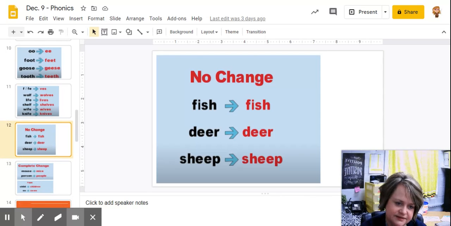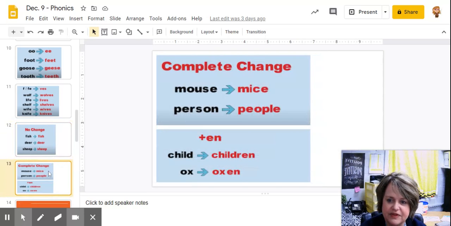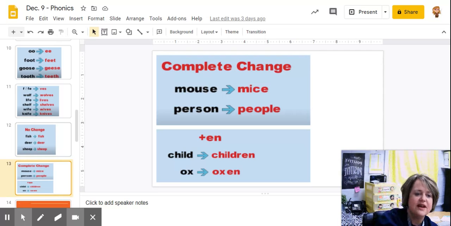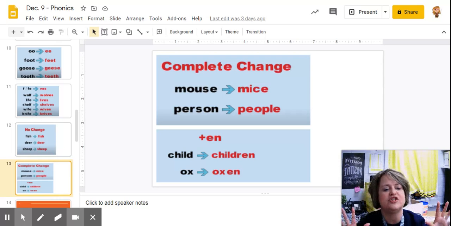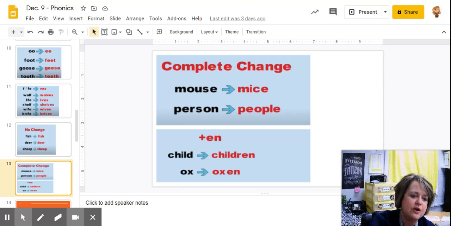Last one. There's lots of rules today. But the last one is there are some that completely change into whole new words. So we're not even adding an S. We're not even adding an ES. We are completely changing the word. Now, you know these, okay? So this isn't something new.